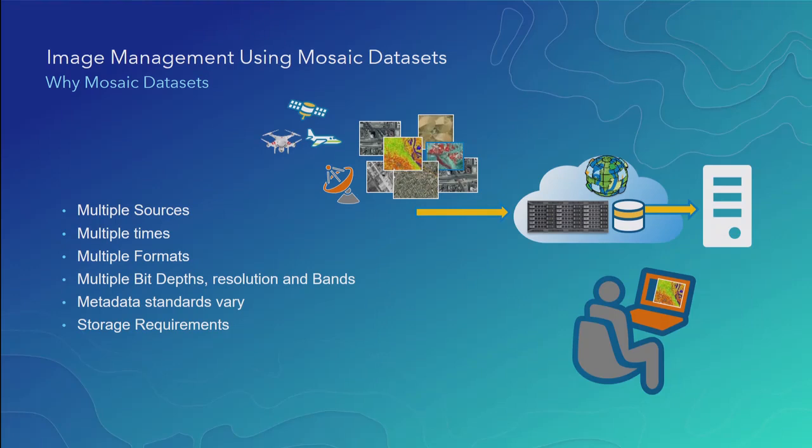So, why Mosaic datasets? We have imagery that's captured from multiple sources, like I told you before. There are different sensors, different satellites, aerial imagery. There's multi-temporal imagery, which means you could have stacks of images. How do you deal with that?